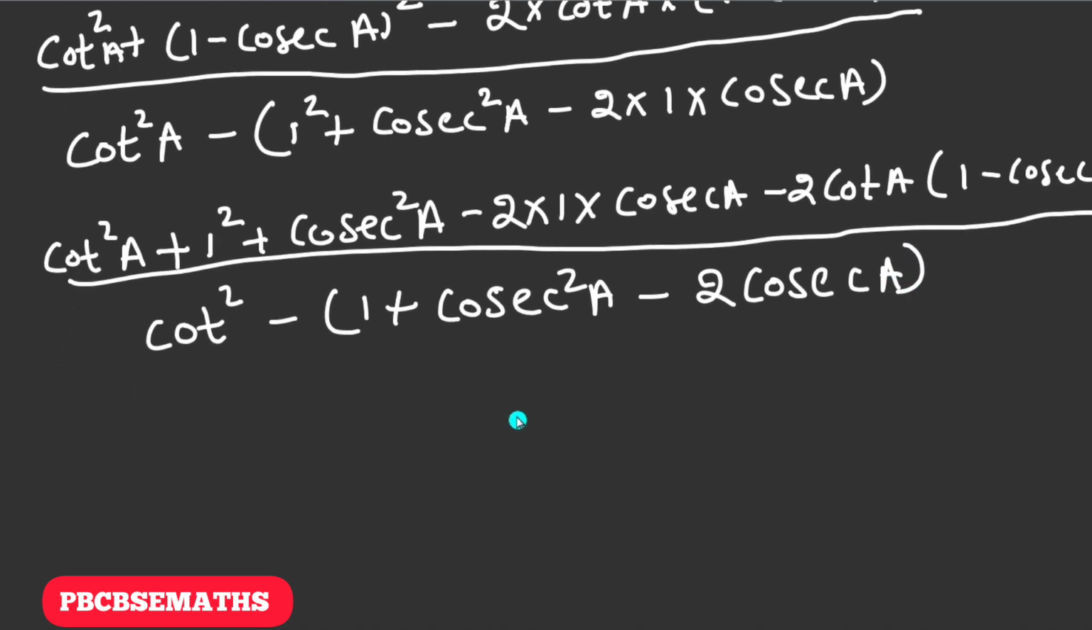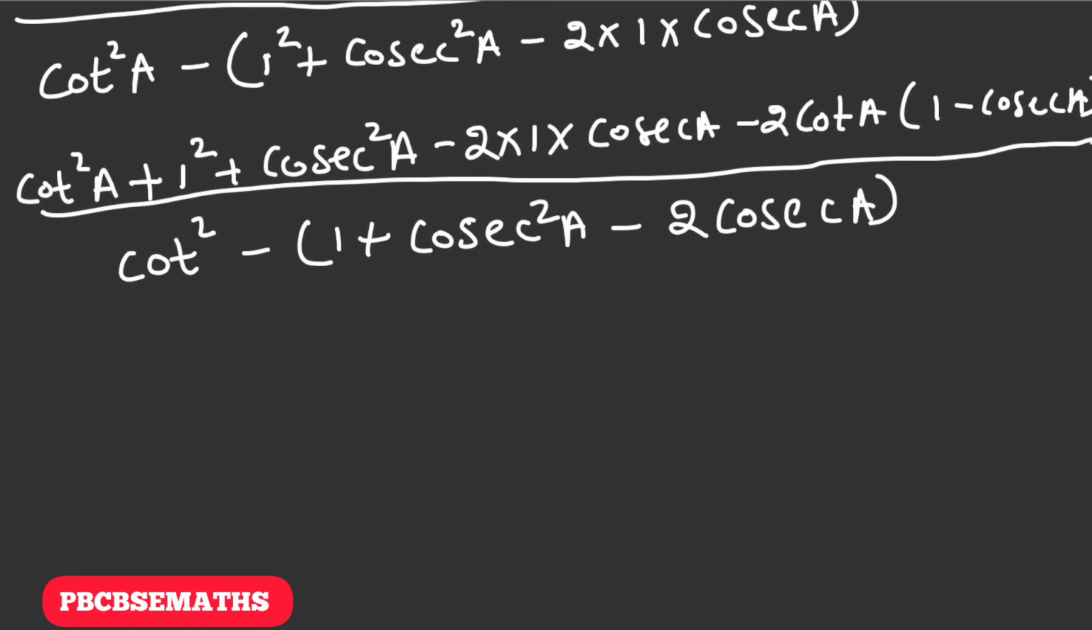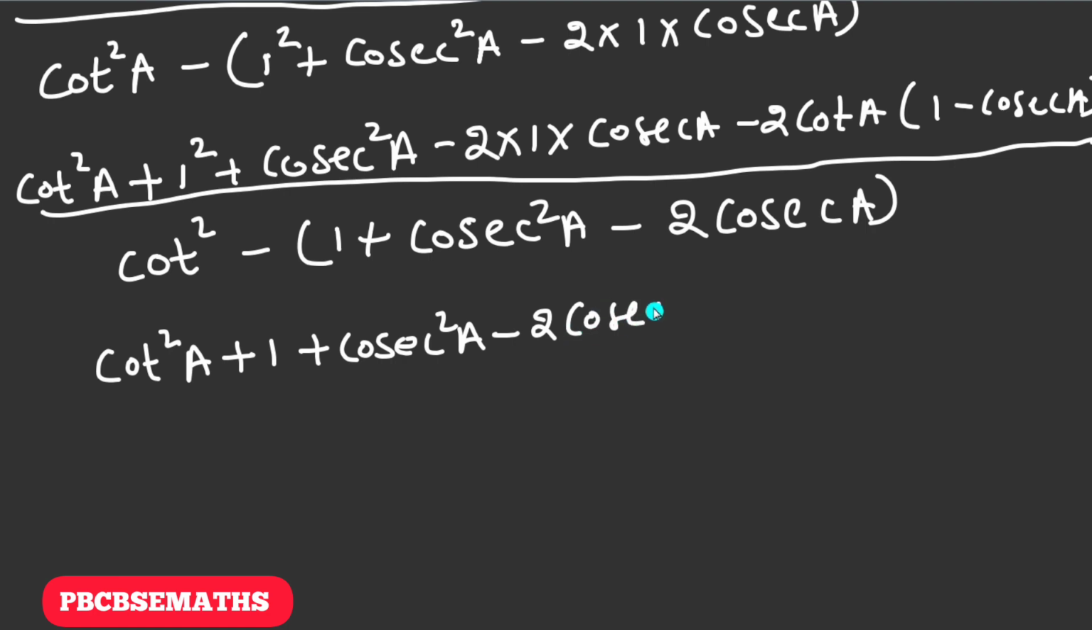Further simplification gives us cot square A plus 1 plus cosec square A minus 2 into 1 gives us 2. 2 into cosec A gives us minus 2 cosec A. Then minus into plus gives us minus. Then 2 cot A into 1 gives us 2 cot A.